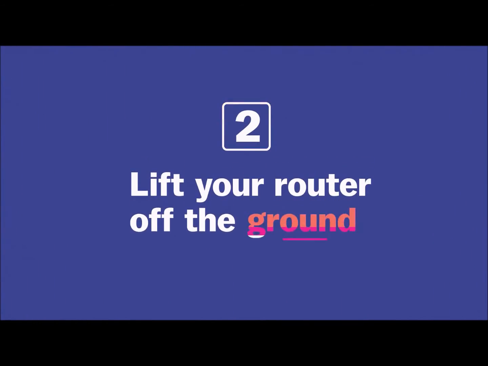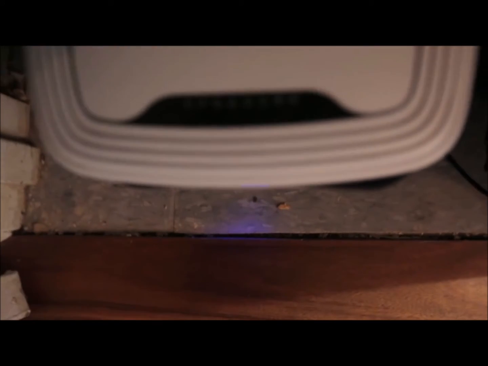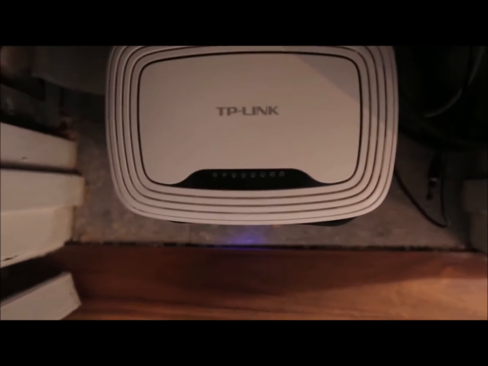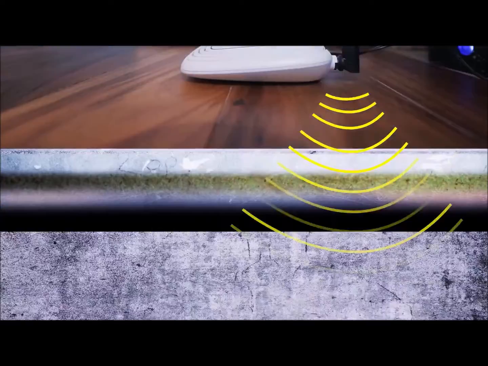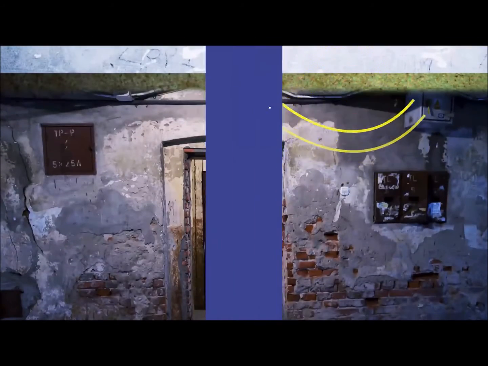You also really want to lift your router up off the ground because the signals can't penetrate some of the materials that make up floors like metal or concrete or cement. And also the way most routers are designed, they broadcast the wave slightly downwards. So that way you're projecting less of it down into your basement for no reason.